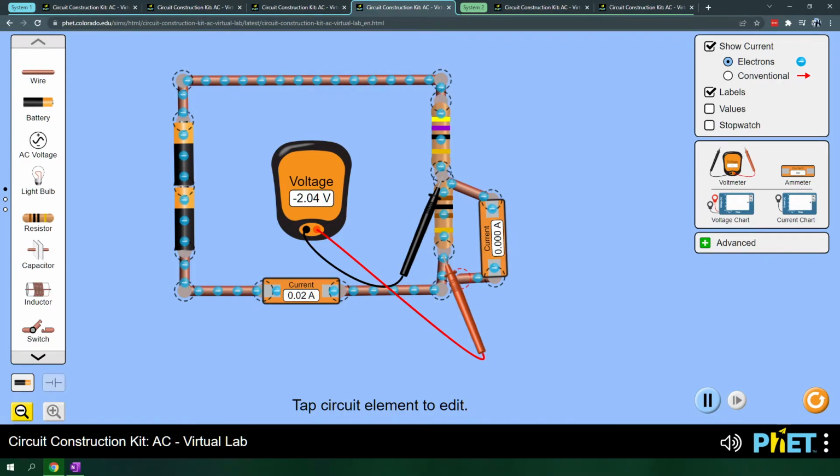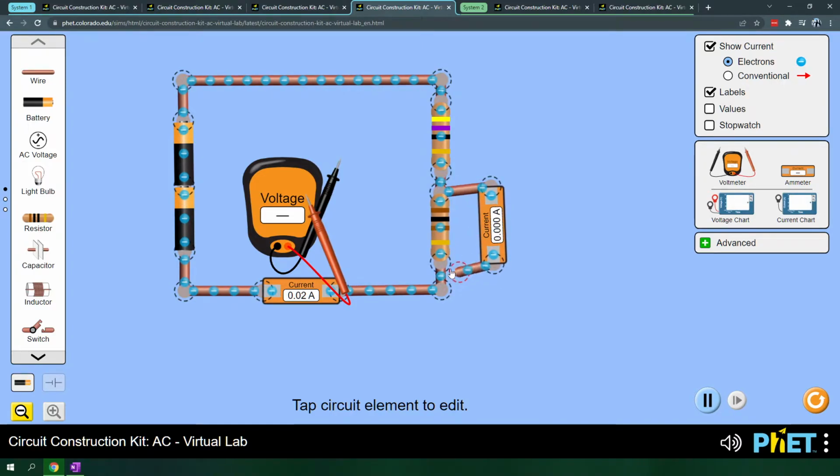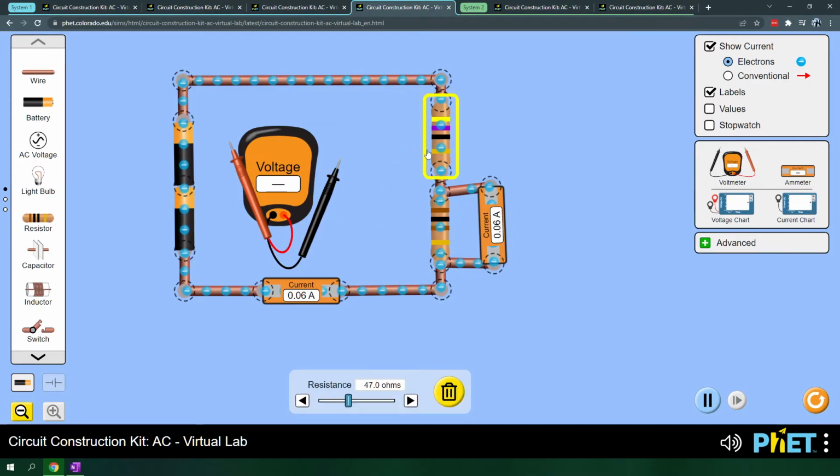And if we were to replace this voltmeter here and we were to connect an ammeter instead, you'll see that the current changes to 0.06 because there's no resistance in the ammeters in the simulation. So instead of going through the resistor, the current is just going to go through the ammeter. And we can even calculate to check if this is what's happening or not, and you'll see that 3 divided by 47 equals exactly 0.06. So it just shows that it's only going through this first resistor.